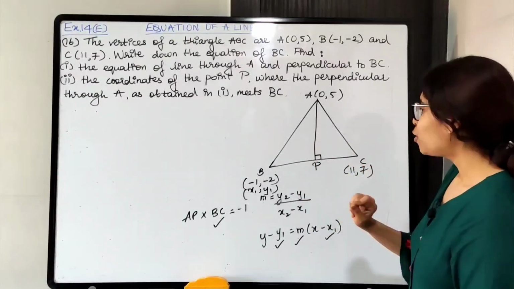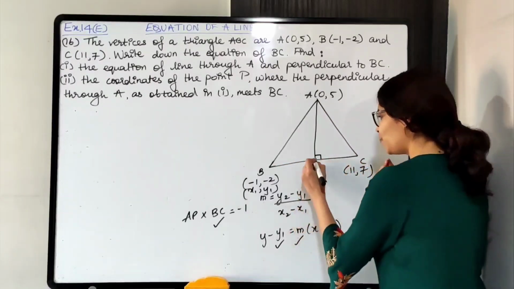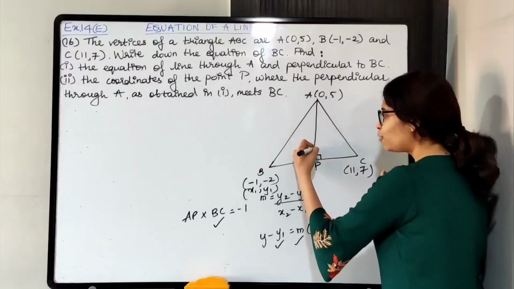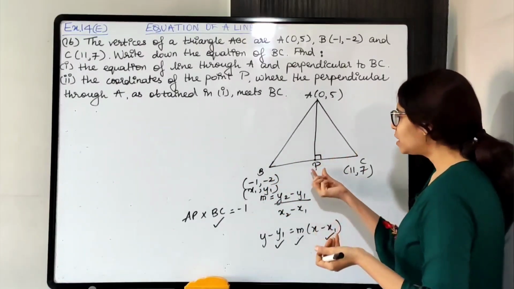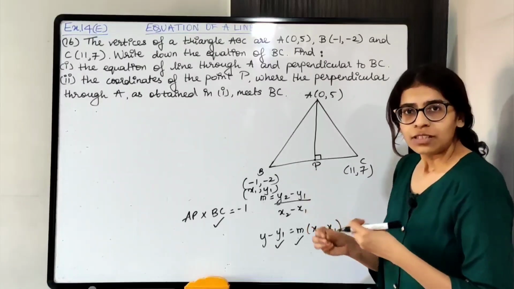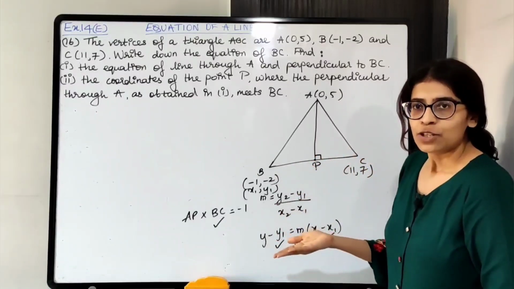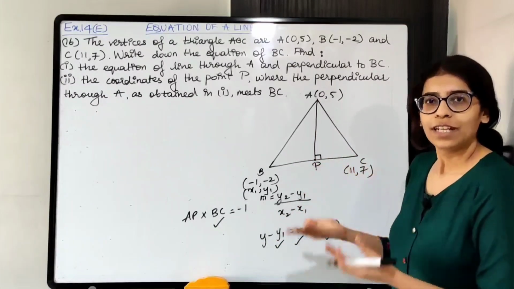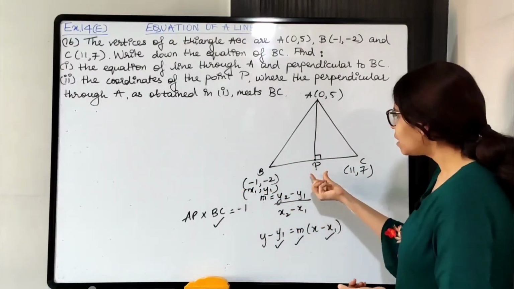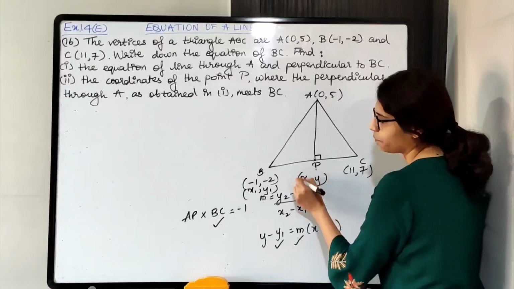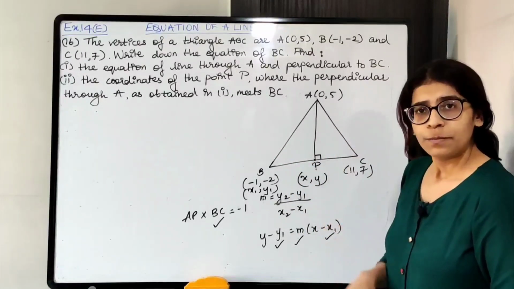P is the point of intersection of AP and BC. So when you solve the equations of the two lines, you will get the coordinates of P. You will get two linear equations in terms of x and y. So by solving the two linear equations I will get the values of x and y. The values of x and y that we get are nothing but the coordinates of P. Okay, so very easy. Let us find the equation of BC first.